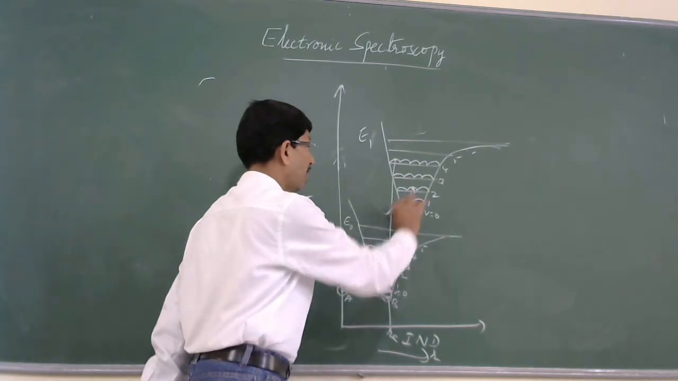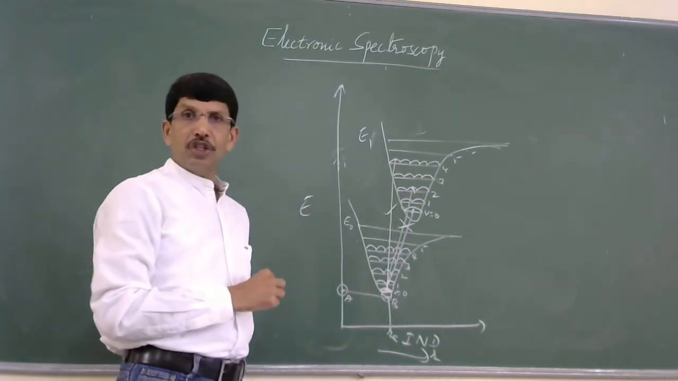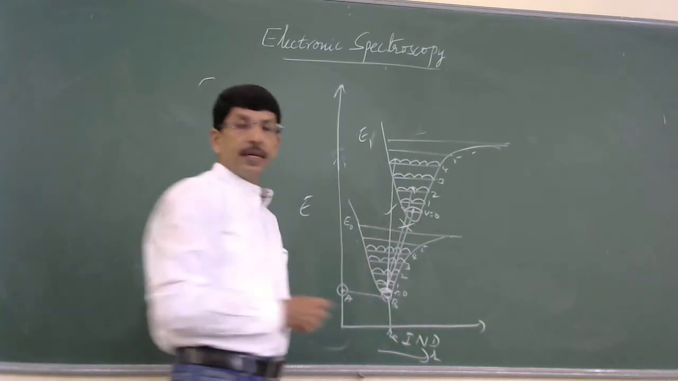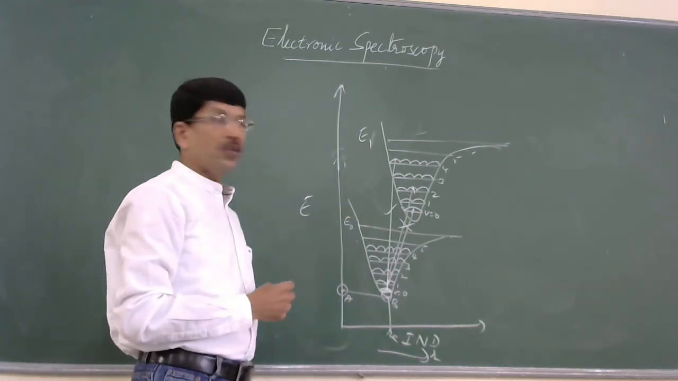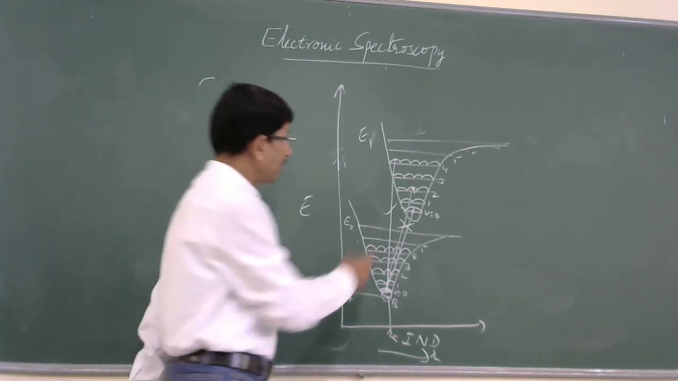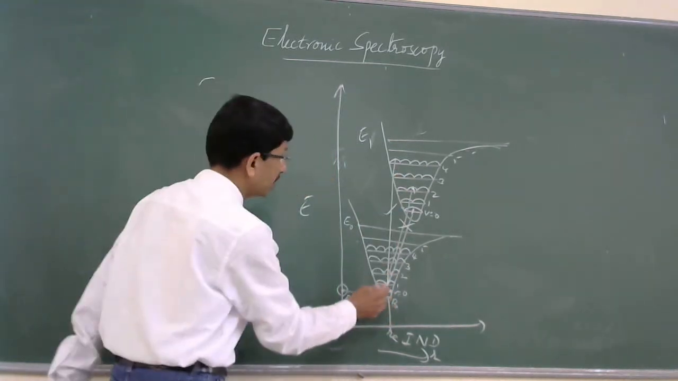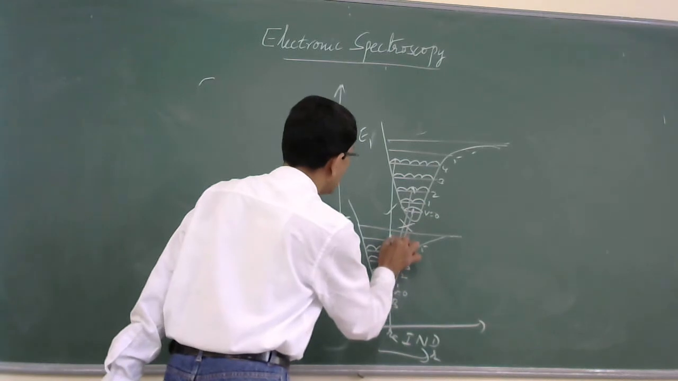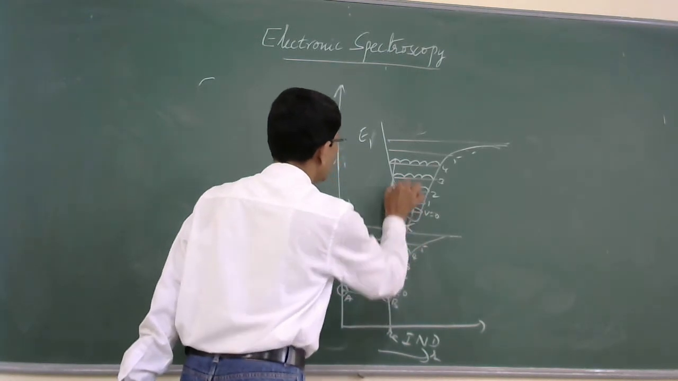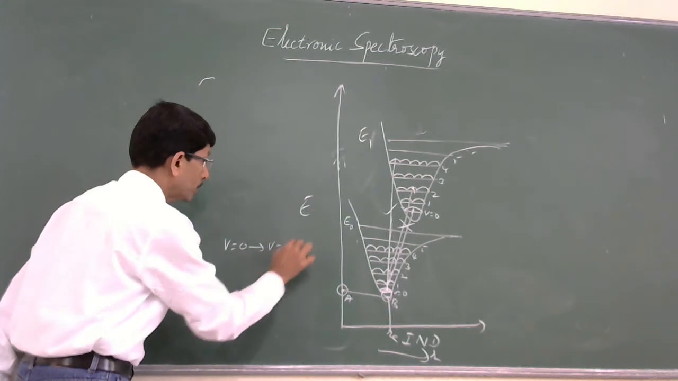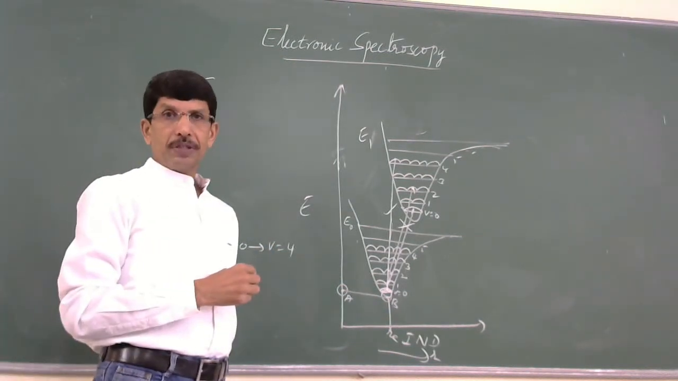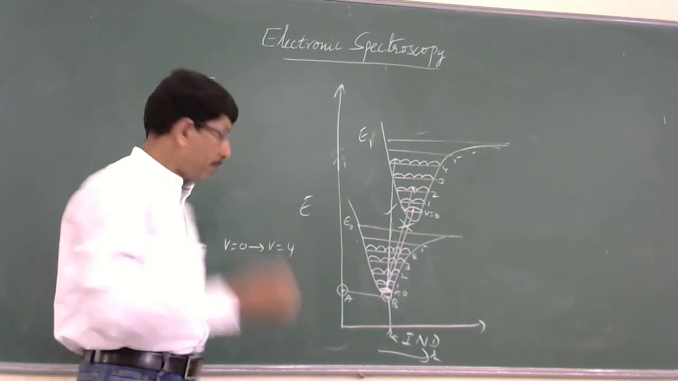There will always be a perpendicular transition during the excitation of the molecule from ground state to excited state. In this diagram I have shown that the possible transition is from v = 0 to v = 4. This is the possible transition having the highest probability.